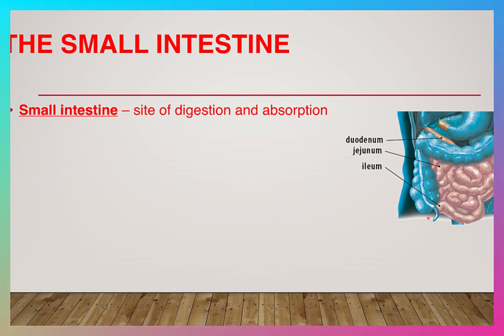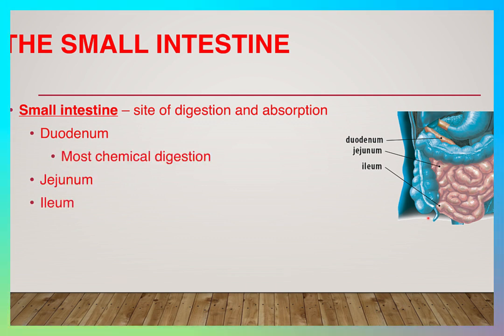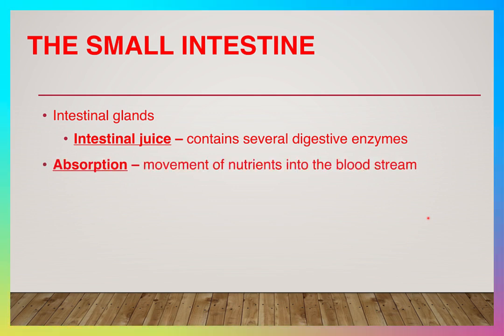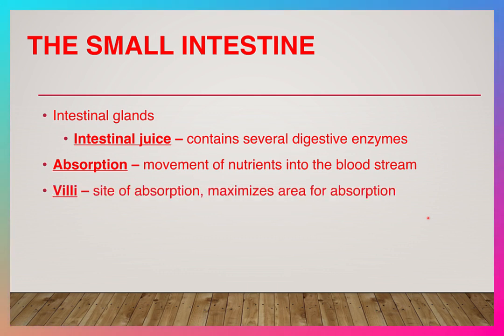The proximal part of the small intestine is the last site of digestion, and then the rest of the small intestine is where absorption occurs. The duodenum, which is the first third of the small intestine, is where the digestion continues to occur. The jejunum and ileum are where the absorption occurs. There are intestinal glands which do produce digestive enzymes, but absorption, or the movement of nutrients from the lumen into the bloodstream, is the principal activity in the small intestine.